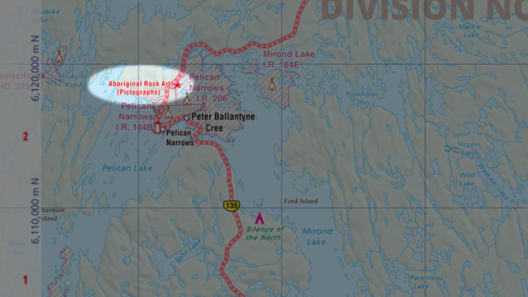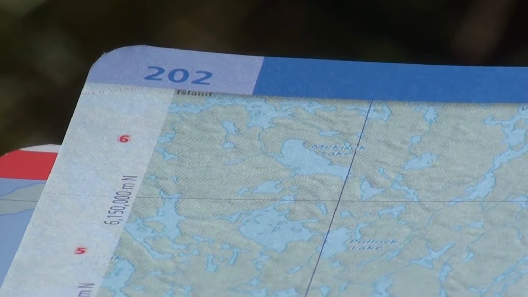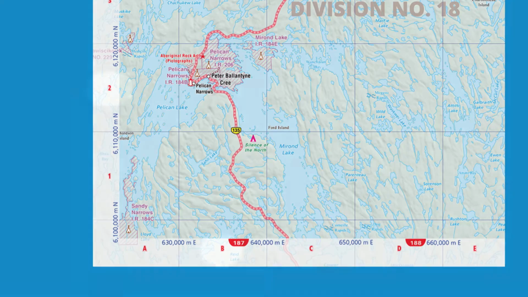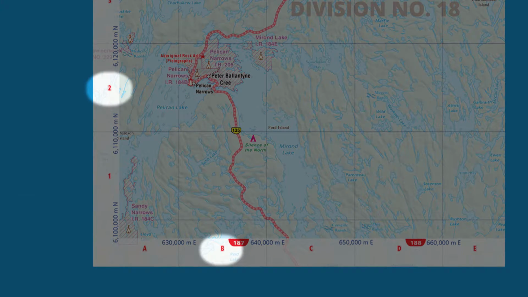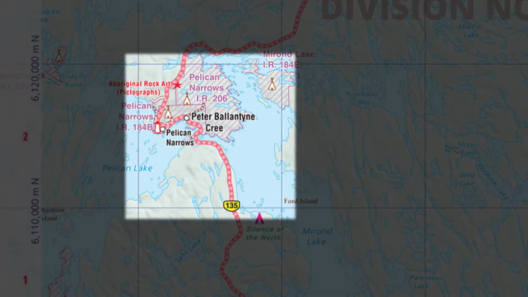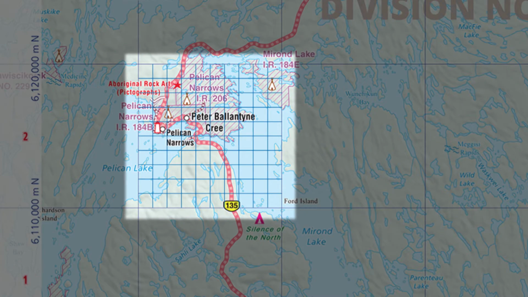So for this demonstration we're going to show you how to find the Aboriginal rock art in Pelican Narrows Reserve in northern Saskatchewan. If you're following along in your Saskatchewan Atlas, please turn to page 202 and it's in grid section B2. To determine the eastings and northings, whose numbers you will input into your GPS device, you need to divide each grid square into 10 equal sections horizontally and vertically.